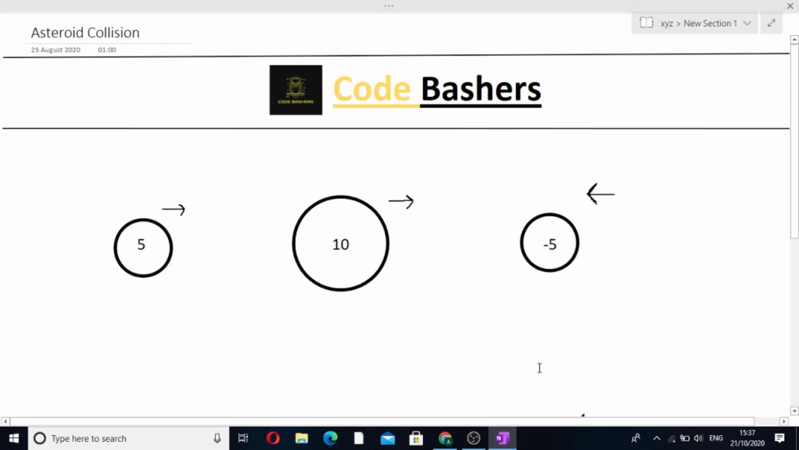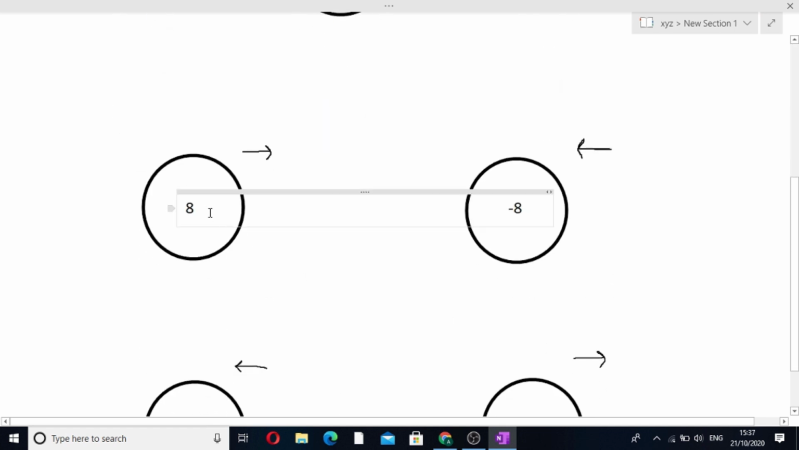Now another example. See, there are two asteroids, one is 8 and another one is minus 8. See, the order really matters. First is the 8, that is, it is moving in the right direction, and then another asteroid comes with the mass 8 and a negative sign. It means that it is moving in the opposite direction.